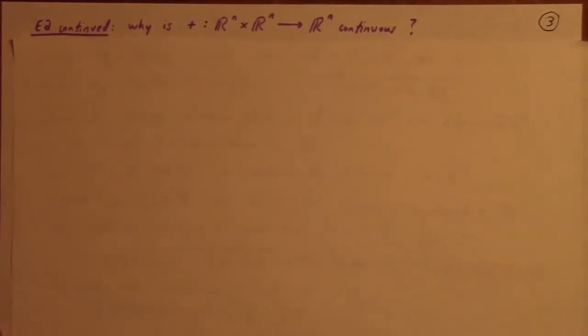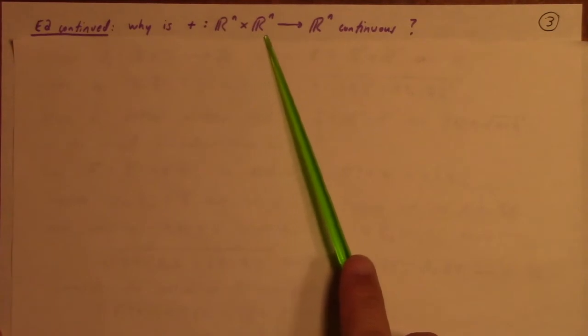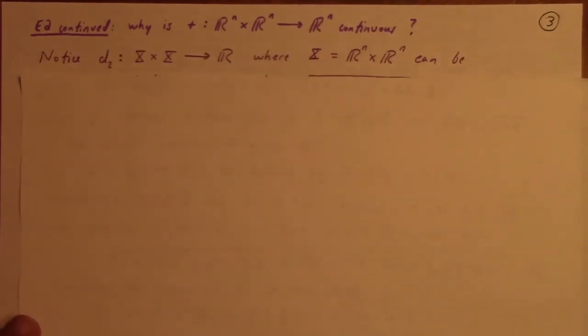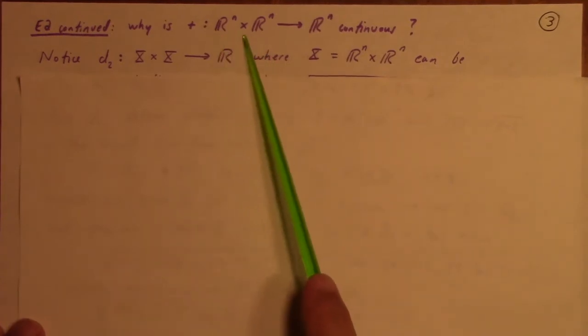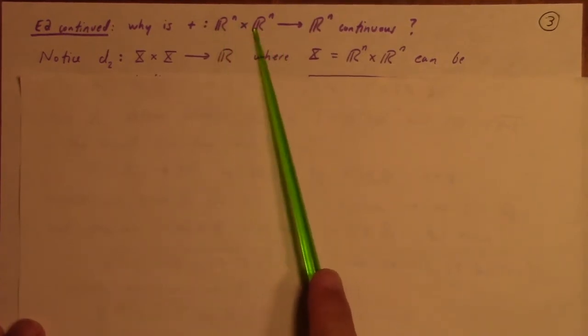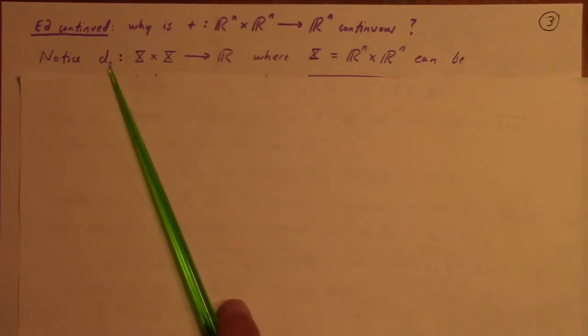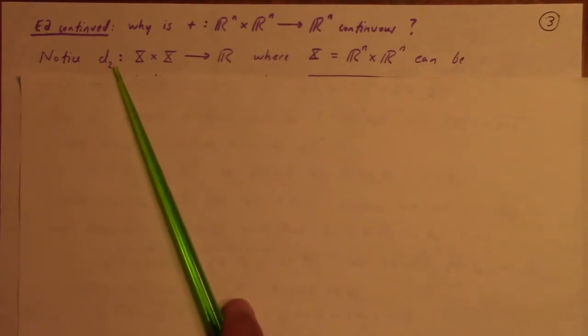So why is addition from Rn cross Rn to Rn continuous? Well, let's look at it. The first question is, what's the topology on the Cartesian product of Rn and Rn? Well, it's metrizable, and as it explains back in the metric space section, you can build these metrics on the Cartesian product of spaces.